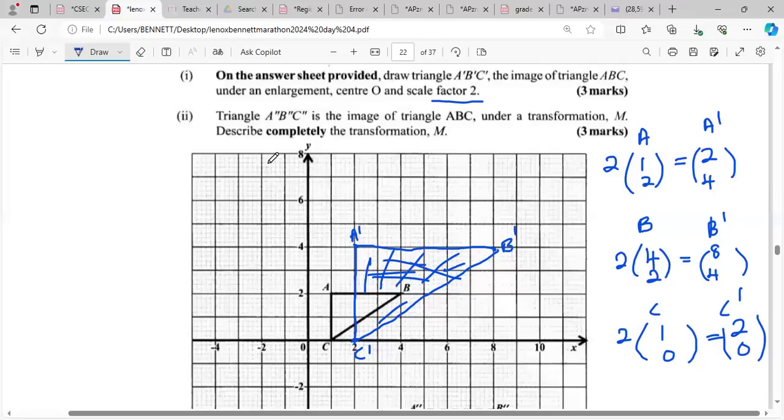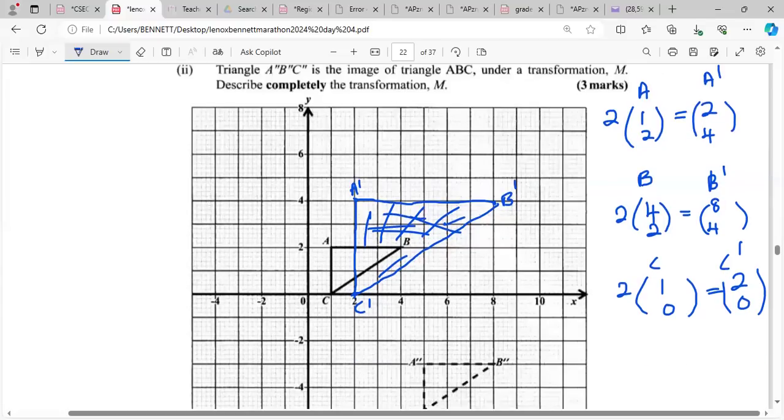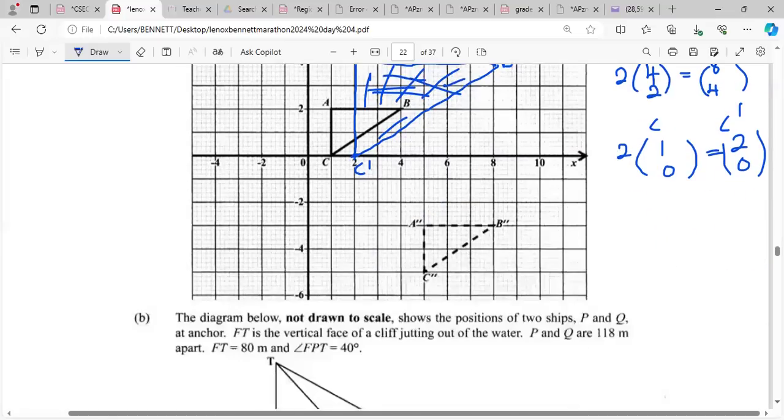Alright, it says triangle A2 B2 C2 is the image of ABC under a transformation M. Describe completely the transformation M. So let us see if we can figure that out. One of the things you can know, guys, if it's a reflection, a rotation or an enlargement, is to look at the orientation. You can see that this is a translation because the orientation does not change. Size does not change either. You can check: 1, 2, 3, 1, 2, 3, and 1, 2.